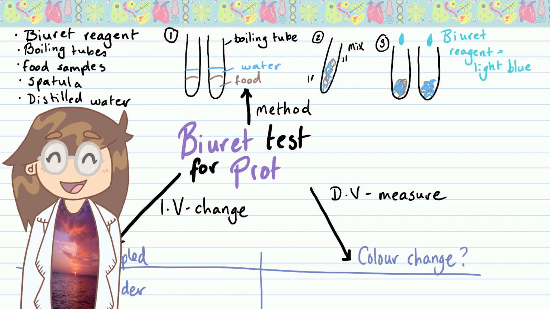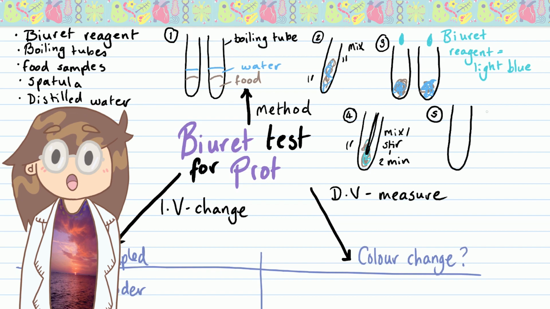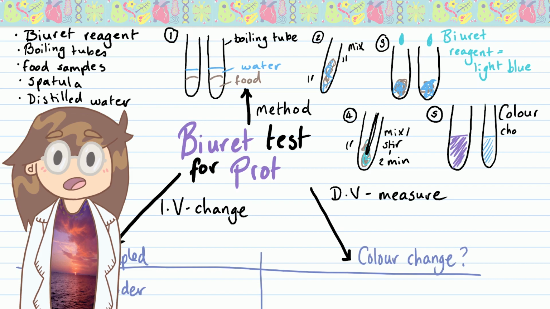Then you're going to need to stir that for a couple of minutes to make sure it mixes well. I'd maybe use the spatula or a glass stirring rod. And then, if protein is present, it will change to a purple or a very light pinky lilac colour. And if there's no protein, it's going to stay the light blue that you started with.